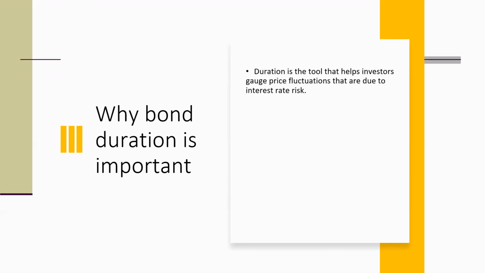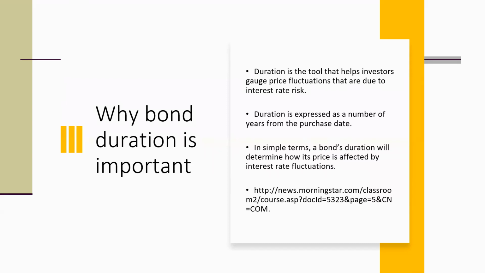So as a result, duration is just a tool to measure the price fluctuations that you could get for those bonds on the secondary market. It's expressed as a number of years from the purchase date. So again, if you own a bond, and I'll show you an example here, it will determine how the price of that particular bond will fluctuate over time.